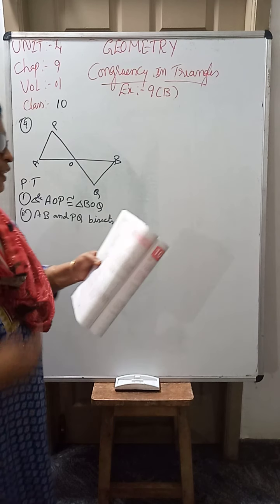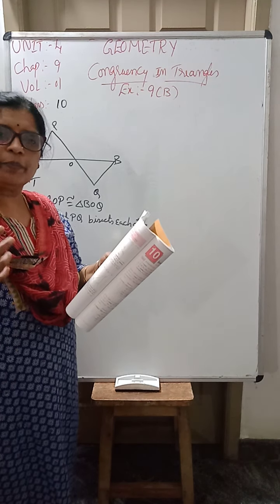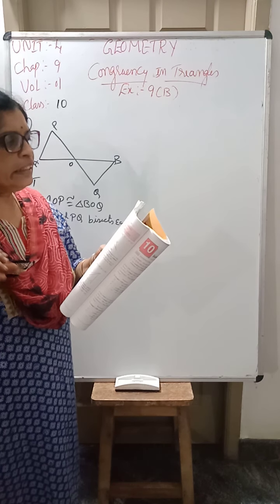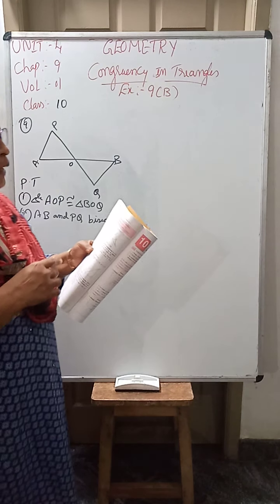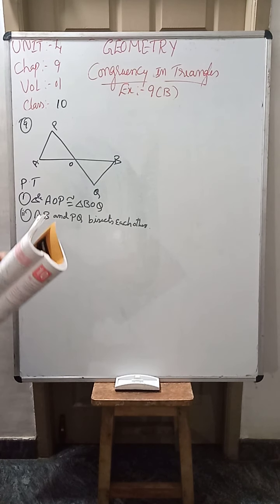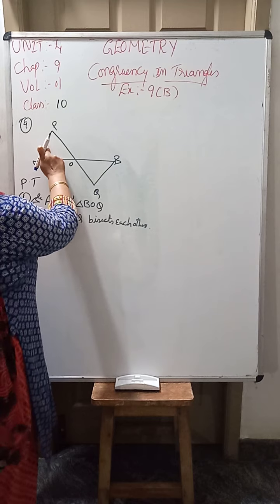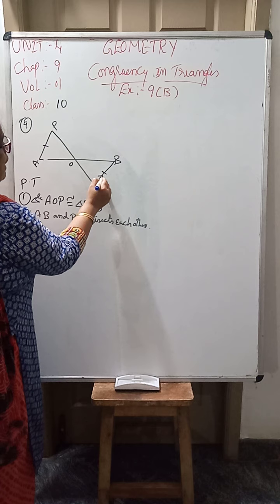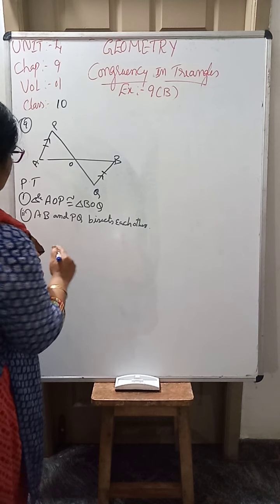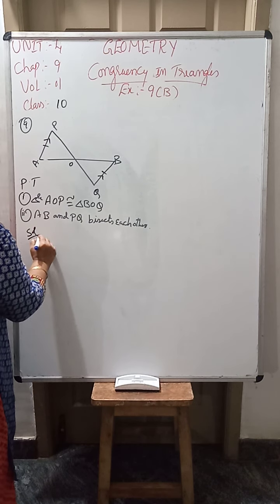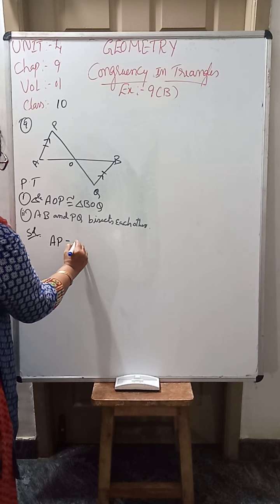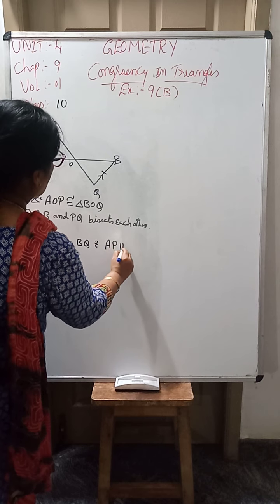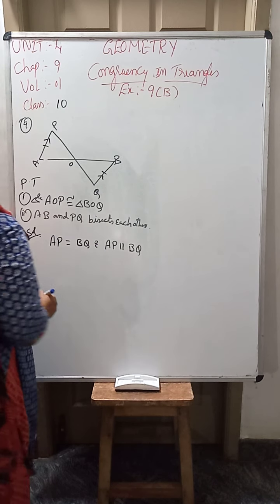Children, I have selected the 9th problem. In the 9th problem, the figure they have given by themselves, and in the following diagram, AP and BQ are equal and parallel to each other. It is given. Solution: AP is equal to BQ and AP is parallel to BQ. This is the thing they have given.